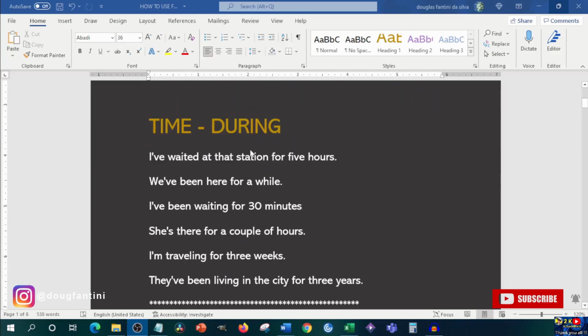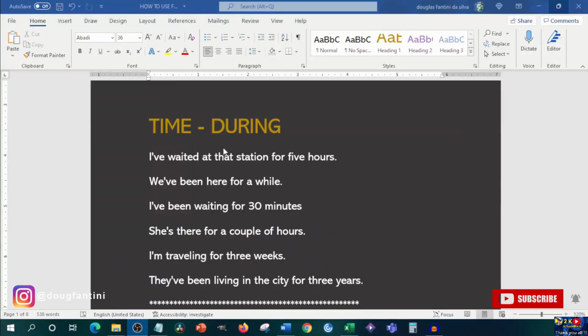In these sentences, the word for is giving you the idea of time, okay? So everything after the word for is related to time. Let's take a look at the examples. Take a look at this one. I've waited at the station for 5 hours.